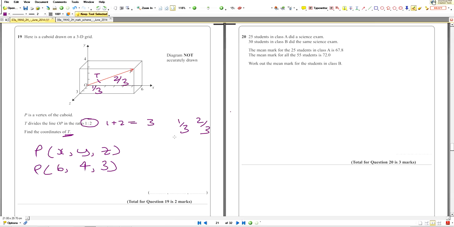Now, we've got to work out 1/3 of the way along that, from O to that point. So what do we do? If you want to work out 1/3 of the way, we divide by 3. So what's 6 divided by 3? 2. What's 4 divided by 3? 4 divided by 3 is 1 and 1/3. And what's 3 divided by 3? Really hard question, don't rush. 1.